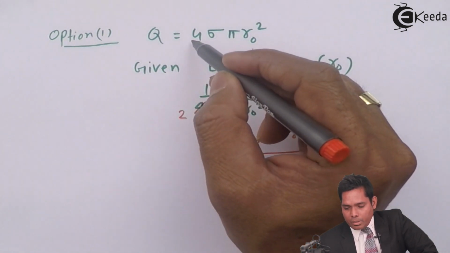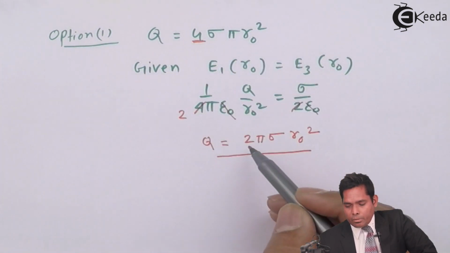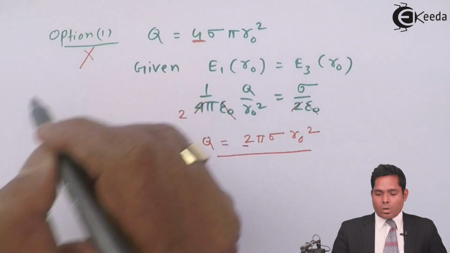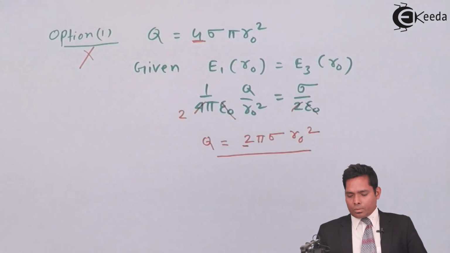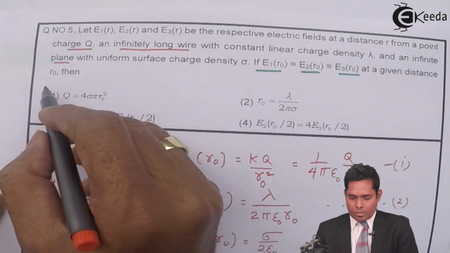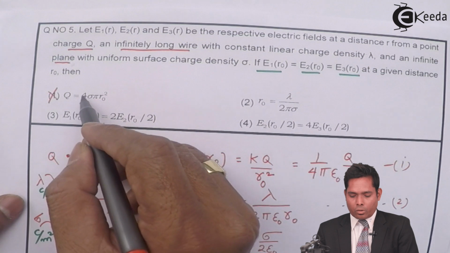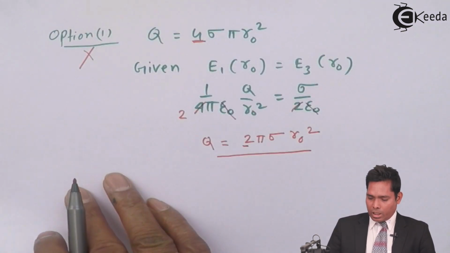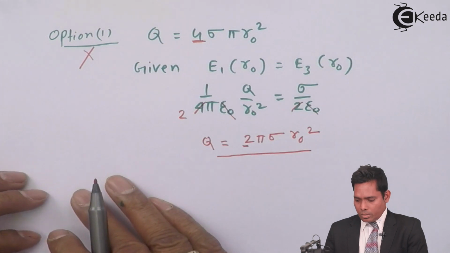But in the question it is given 4, and here we are getting 2. So option 1 is wrong. The first option is wrong. It should be 2, not 4. Next we'll check the other option.